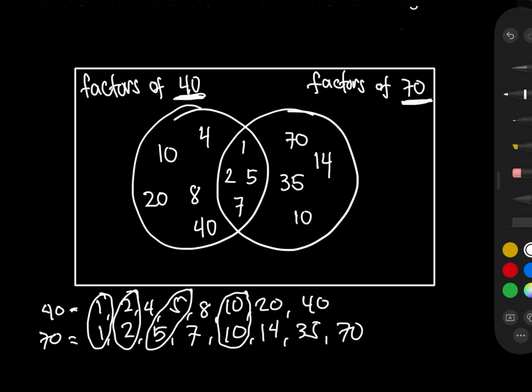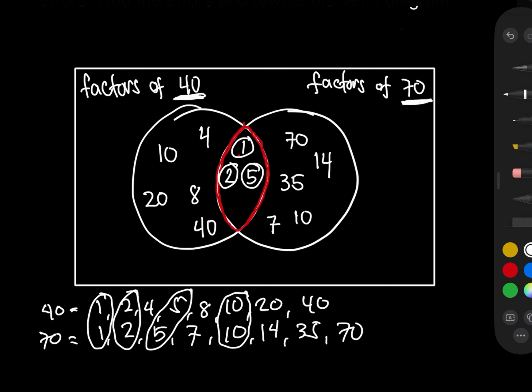From his diagram, this part is what we call the common factors. What belongs to 40 also belongs to 70. So as you can see, we have 1, correct? Yes. So we have 1, we have 2, we have 5, but we shouldn't have 7 in here, and that's the error. So we can just erase this part, make it smaller. We can put 7 here because it belongs to 70.